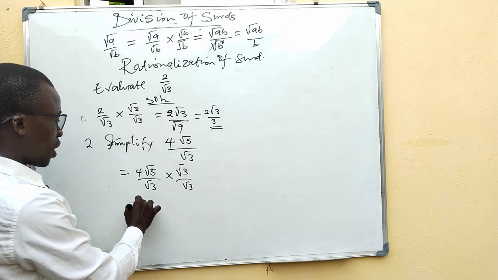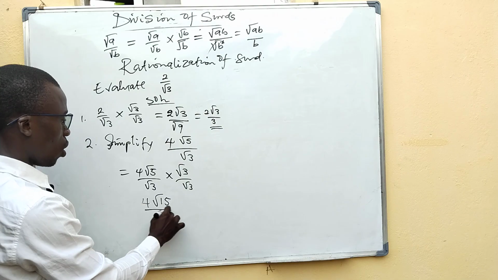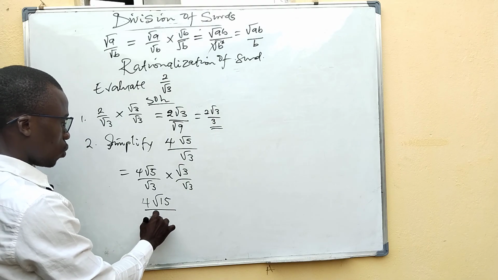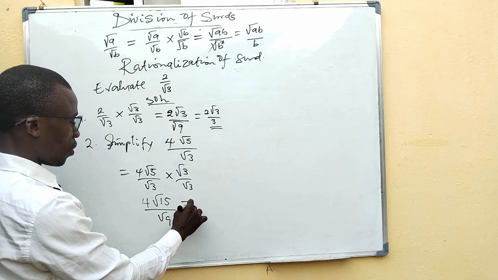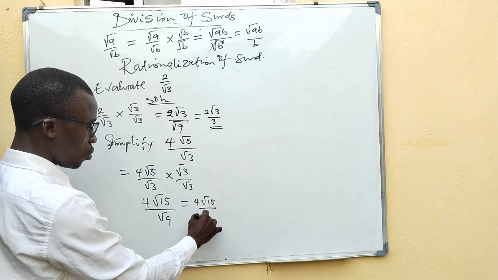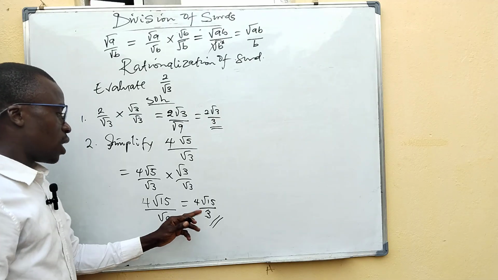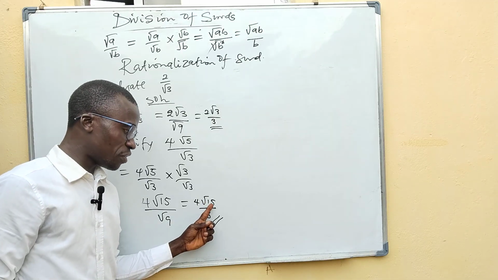Okay, so that will give us 4 root 15 all over root 9, which will give us 4 root 15 all over... root 9 is what? 3. So this will be the answer.